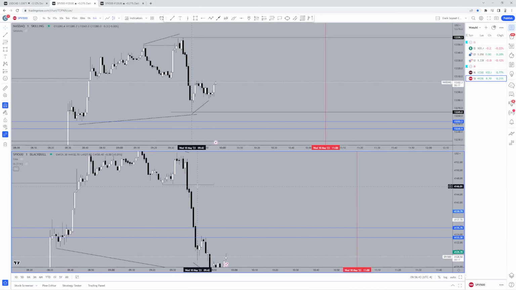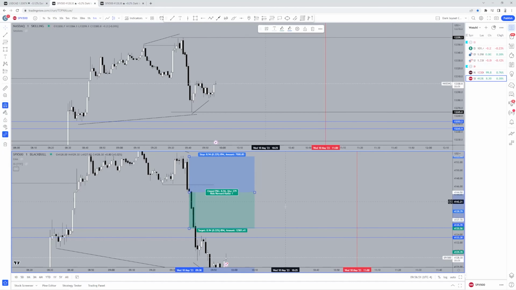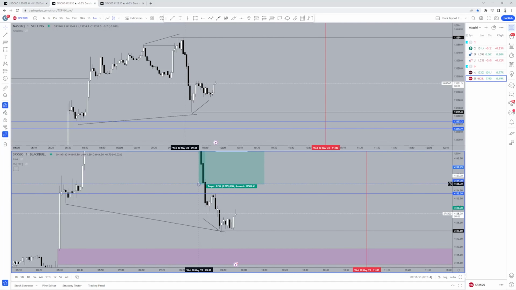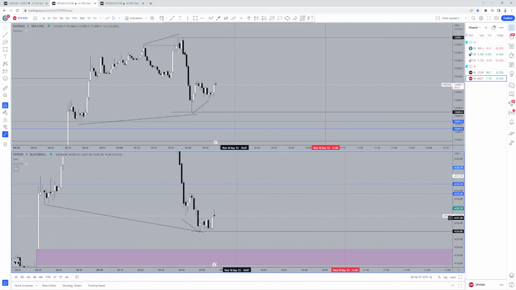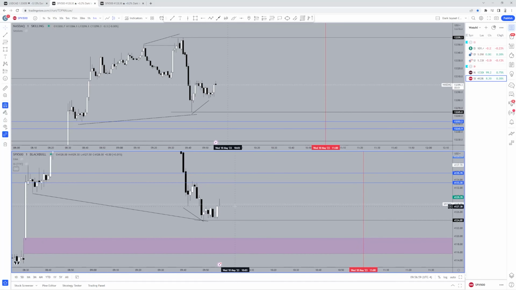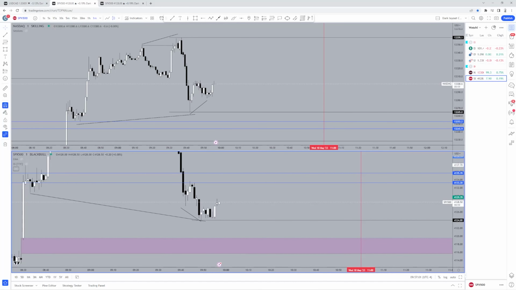The truth is that we could have entered here with a market execution, but even on this small retracement we would be activated, let's say here, and target that, for example. Not good. I don't really like it, so I'm staying away from the trade. Simple as that.